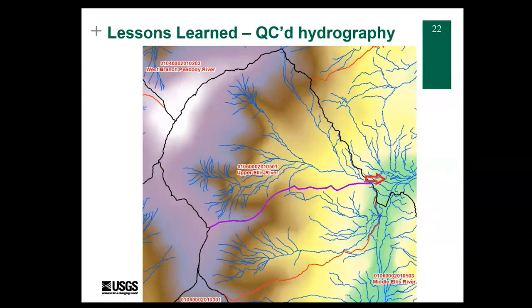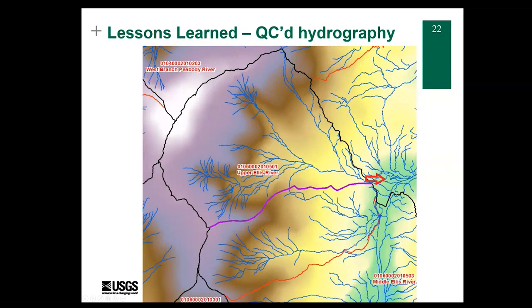So this is another lesson learned on the importance of QC hydrography as an input for generating accurate watersheds. If HU14s were generated using the ArcHydro process without comparison to the previous hydrologic units, then the entire northern portion of the Upper Ellis River HU14 would have been included with this adjacent Peabody River HU14.